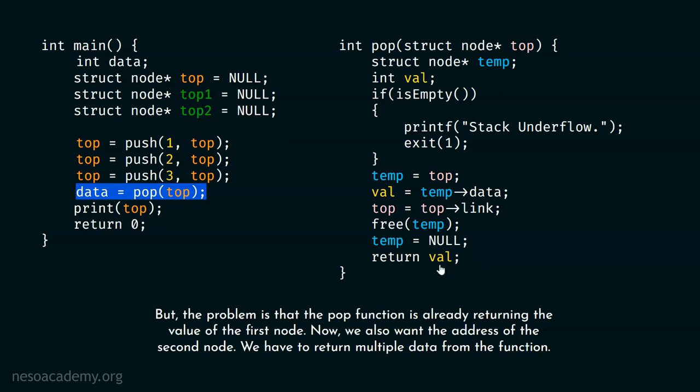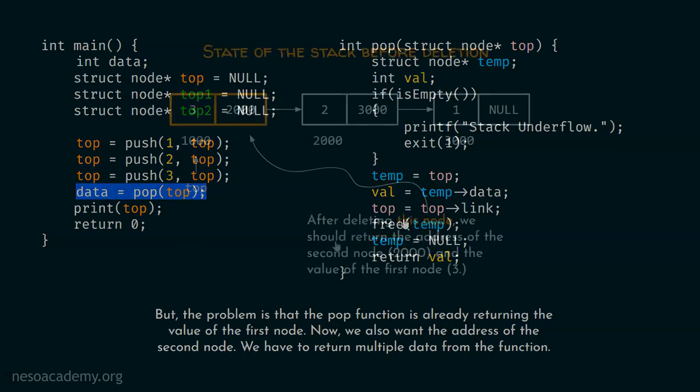We want to return the value of the first node, and we also want the address of the second node. But this is not possible. We cannot write something like this, return val comma top. No, this is not allowed, right? We cannot return multiple values from the pop function.